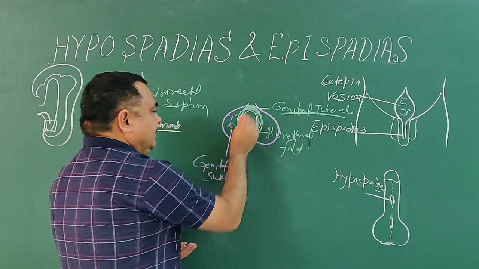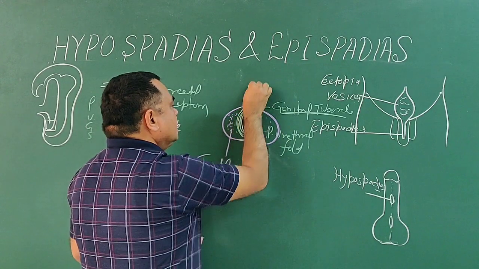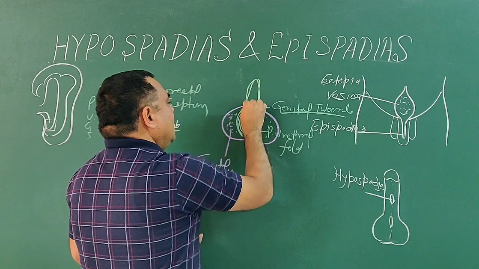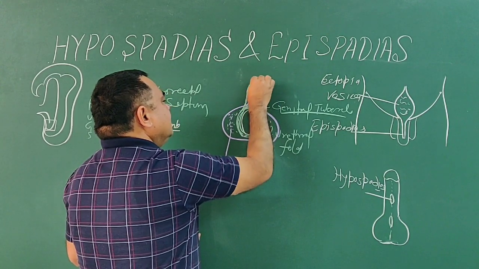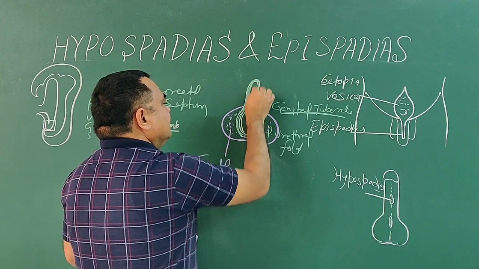So in male, this genital tubercle grows like this, and it forms the phallus. So this is the phallus. This grows and forms the phallus.